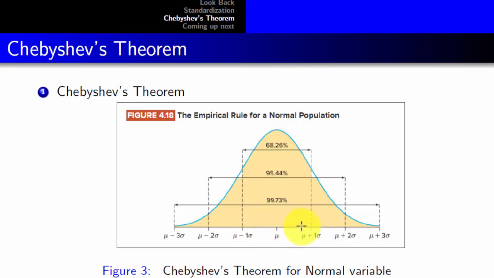This interval contains 68.26% of our observations. The interval which is a little bit wider, starting from mean minus 2 times standard deviation and ending at mean plus 2 times standard deviation, contains 95% of our observations. Likewise, a wider interval which starts from mean minus 3 times standard deviation and ends at mean plus 3 times standard deviation contains almost 99% of our observations.